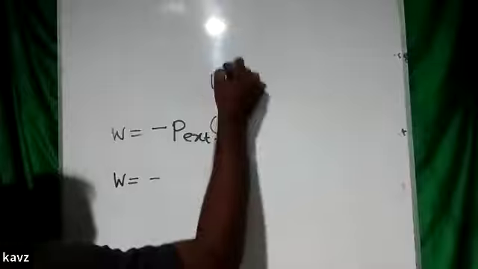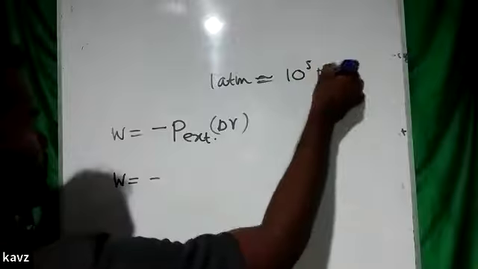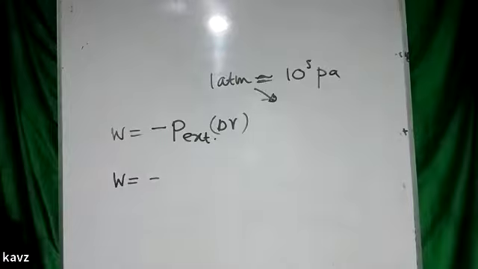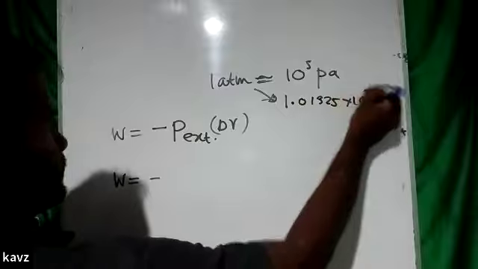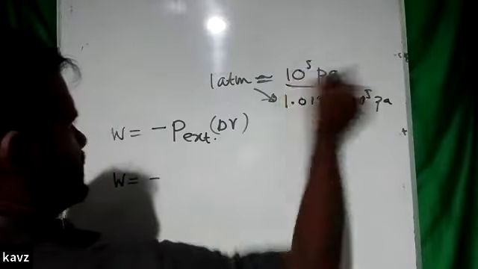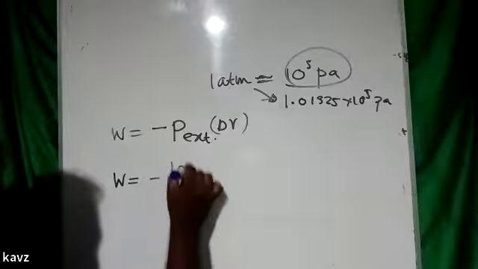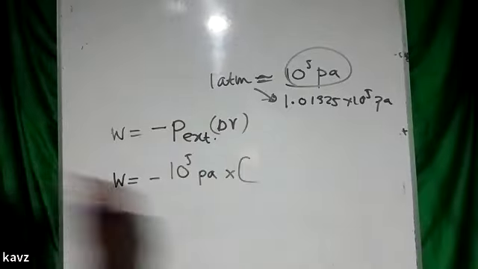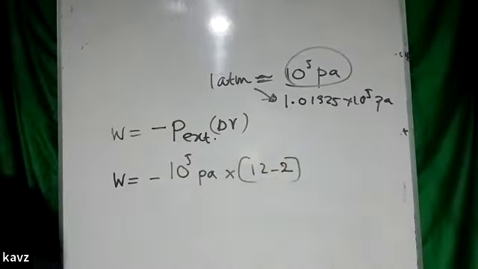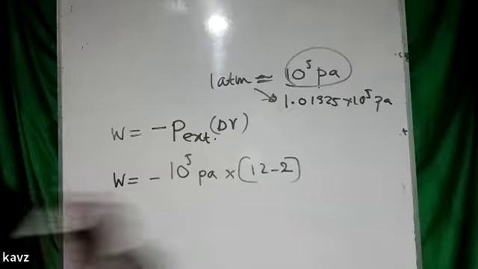To get the value in joules, you have to apply those things in the SI units. So 1 atm is approximately equal to 10 to the power 5 Pascal. Sometimes the real value of this is 1.01325 times 10 to the power 5 Pascal, but I think the approximation is easy to use here. So 10 to the power 5 Pascal times delta V, 12 minus 2. And this is in liters.